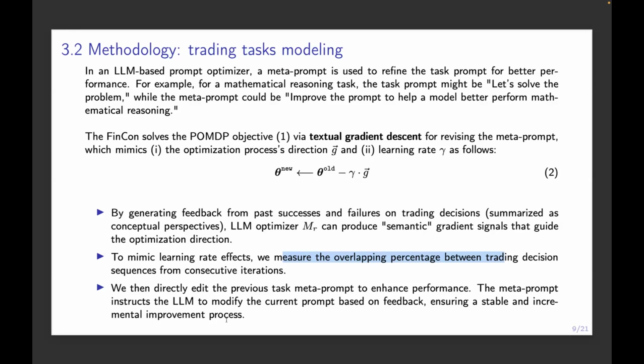Usually, a small learning rate means we need to make huge changes in the meta prompt, that is, a huge revision of the meta prompt. But a large learning rate means we only need a minor change in the meta prompt. So that's textual gradient descent.